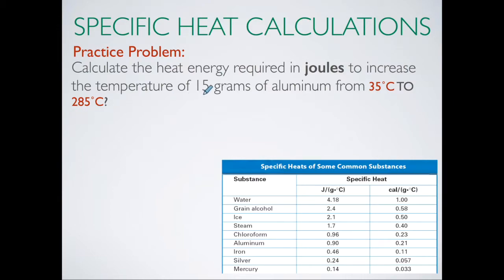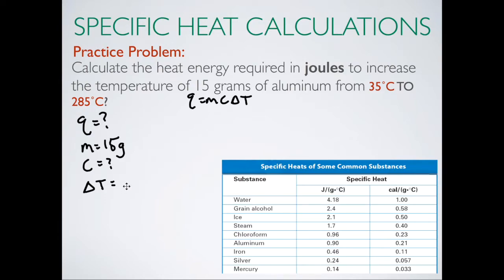For our next problem, we're going to be using the same equation. We're still using Q equals mc delta T. But this time I'm trying to calculate the heat energy. So Q is going to be my question mark. The mass is 15 grams, and my specific heat is kind of unknown. We will find it in a moment. And delta T, it says that we're going from 35 to 285. So that would be final minus initial, being 255 degrees Celsius.